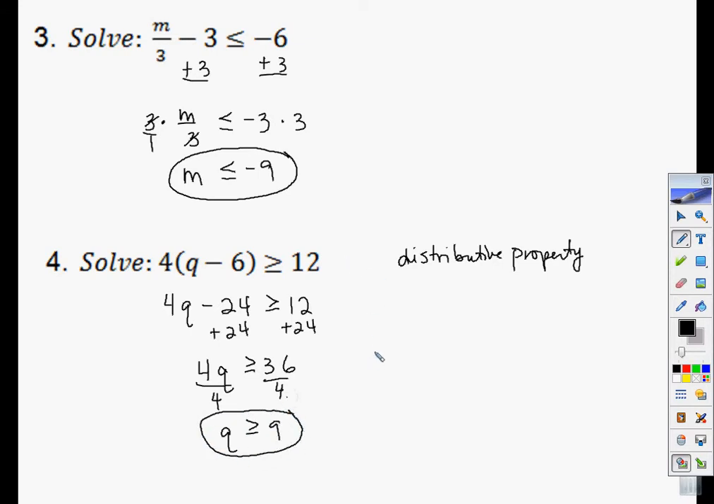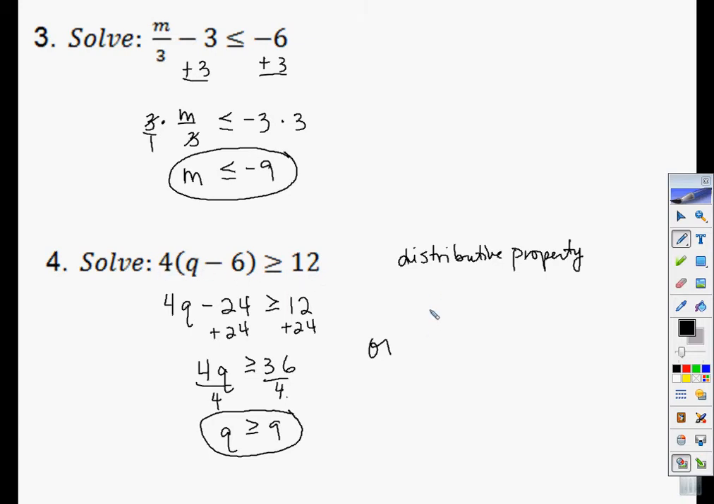And let me show you another method of doing this that doesn't use the distributive property. If you notice here, it might make it a little bit simpler to solve. Notice that you have 4 times q minus 6 is greater than or equal to 12. Well, 4 divides evenly into 12.